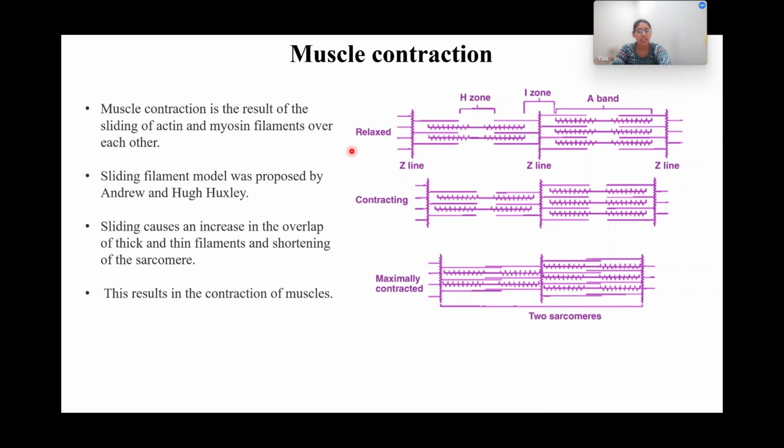Now, there is an influx of sodium into the cell, and it leads to an increase in the action potential. And this action potential will move all across the muscle fibers. And when it moves all across the length of the muscle fiber, it leads to the opening of the sarcoplasmic reticulum. So the sarcoplasm has its own sarcoplasmic reticulum, which I had mentioned earlier.